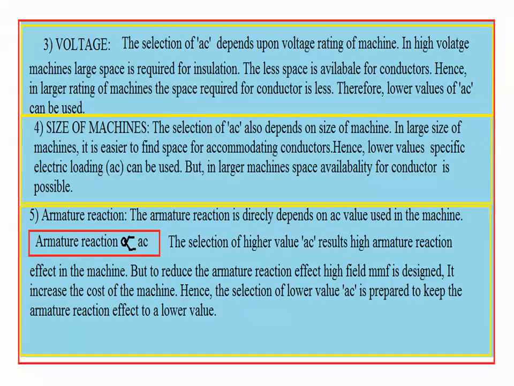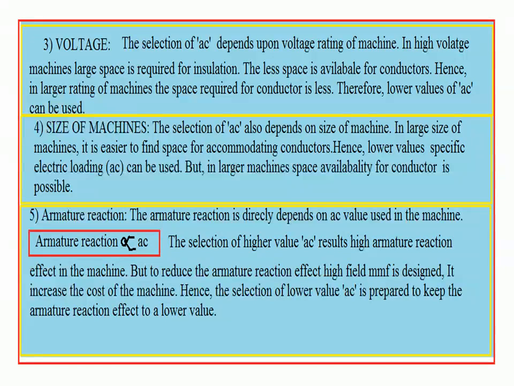The selection of AC also depends upon the voltage rating of machine. Generally, it is observed that in high voltage machines, large space is required for insulation. Hence, less space is available for conductors. Therefore, in higher rating machines, the space for conductors is less, and lower values of AC are preferable.